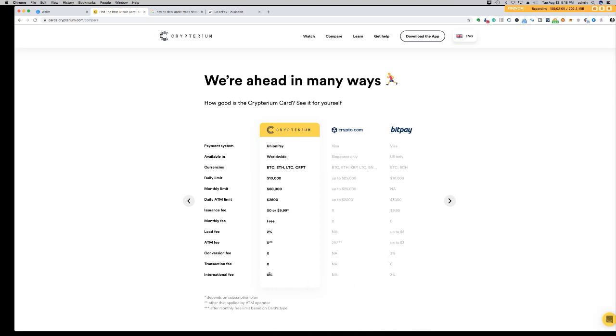Crypterium states 0% international fees, while BitPay does have a 3% fee on international transactions. Here you have the daily limits, 10,000 on Crypterium, up to 25,000 on MCO crypto.com, and then BitPay is 10,000. Here you have the currencies that are supported. This information for Crypto.com is out of date. It says Singapore only, but now it's available also in the United States as of July 14th.